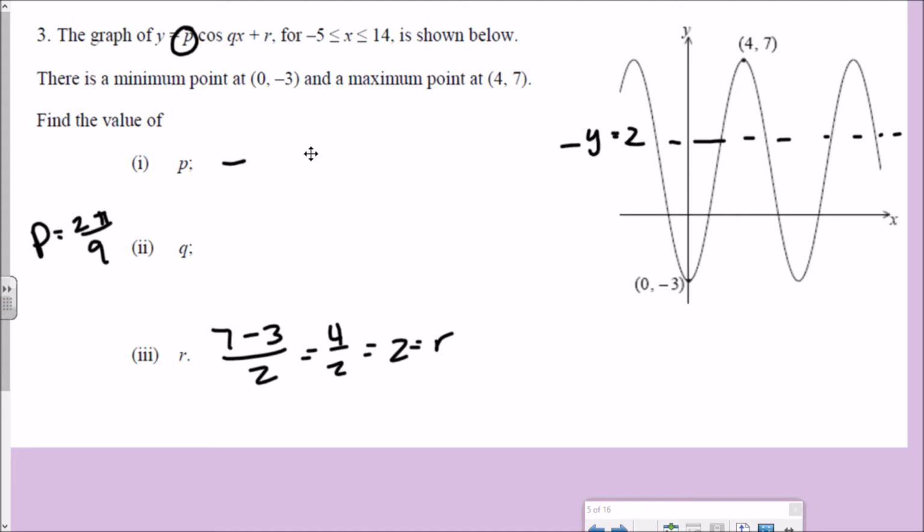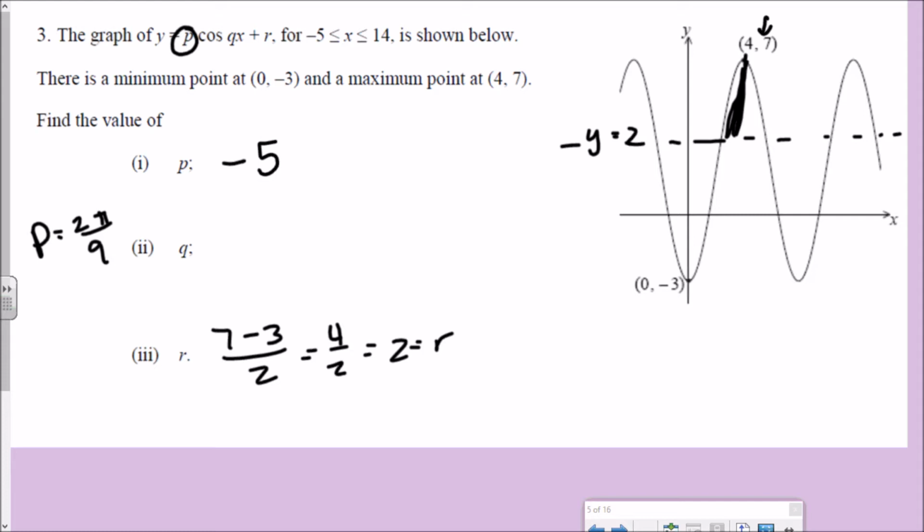All right, then I'm going to go find my p next because this helps. So what I know is that the distance from my midline to my maximum is my amplitude. So from 2 to 7, that's the y distance. So that's going to be a distance of 5. So that's going to be my p here. Again, it's negative because it's a vertical flip.